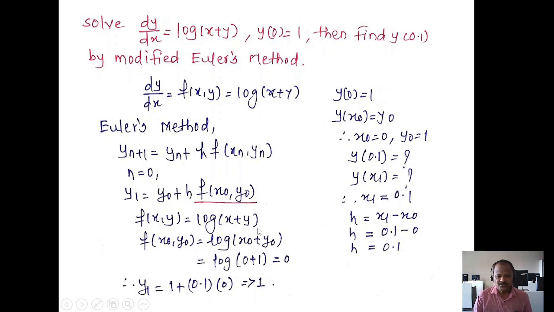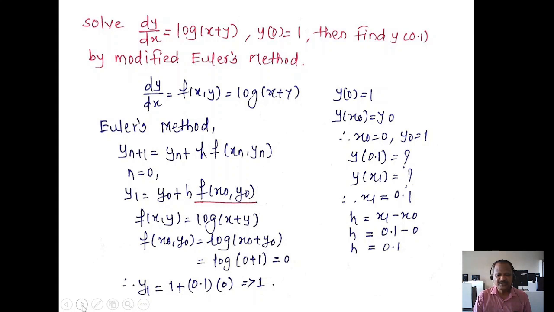Then you can put the value of h here, which is 0.1. So 0.1 into 0 is 0, and the value of y0 is 1. You can see here y1 is equal to 1 plus h, which is 0.1, times f of x0 comma y0, which is 0. So the value of y1 is 1. So step number 1, for Euler's modified method we have to use Euler's method to find y1.